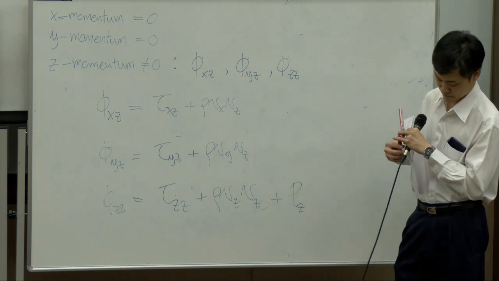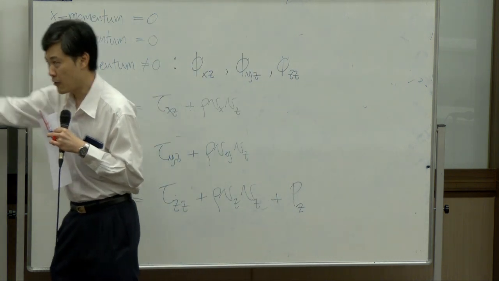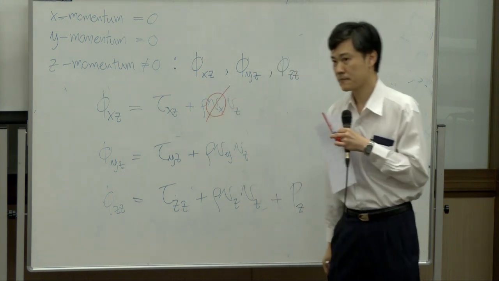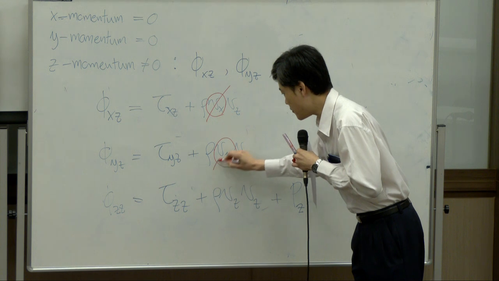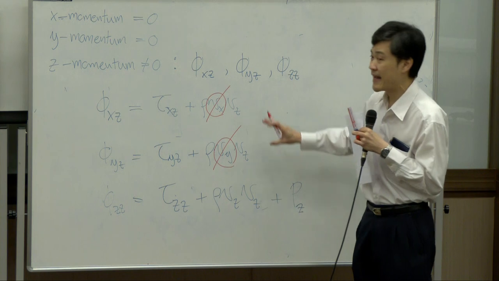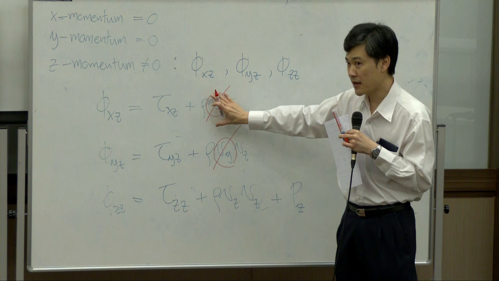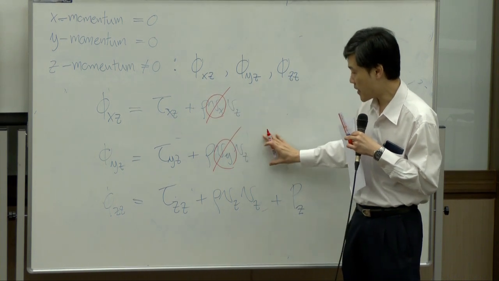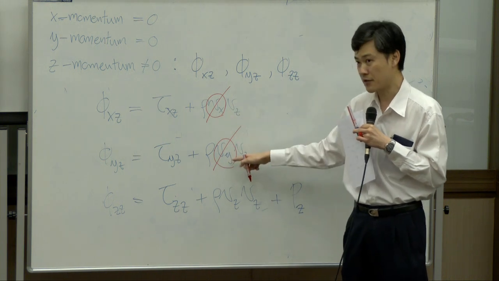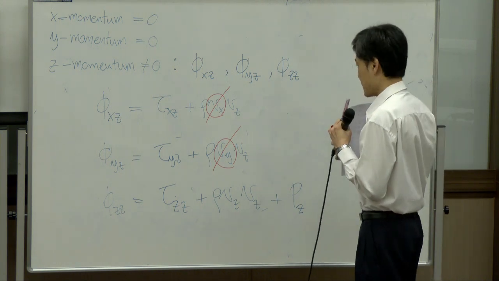Now, according to this, we analyzed the velocity component already. Vx is 0. Vy is 0. Vz is not. So we can neglect convective transport in the x direction, and convective transport of z momentum in the y direction, right away, simply because Vx and Vy are 0.